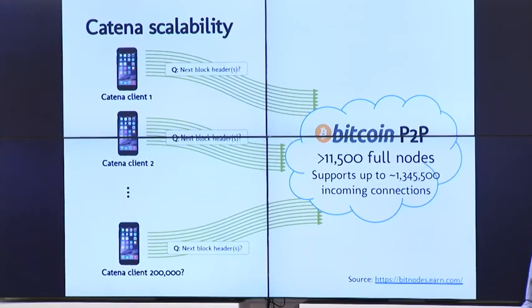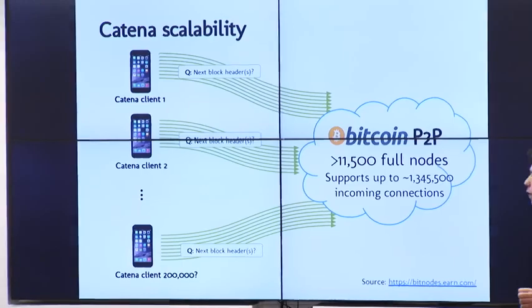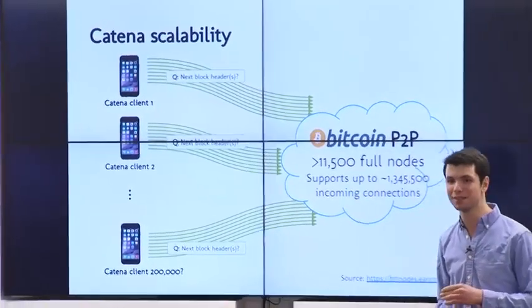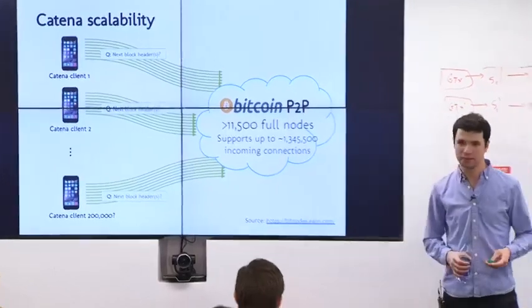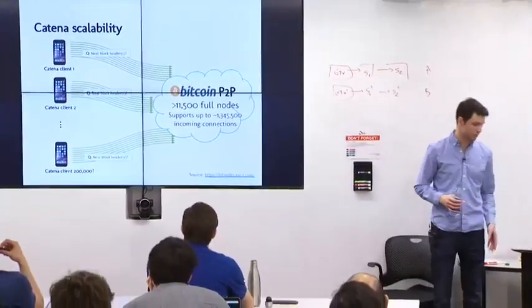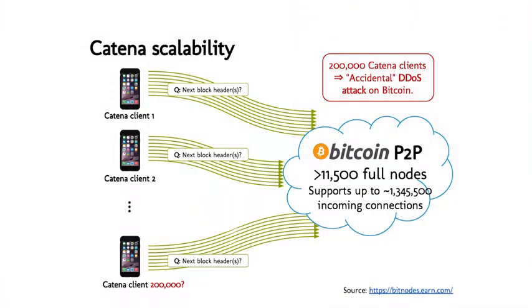So it's a bit of a problem if you deploy Catena and it becomes wildly popular. Being a bit optimistic here, but let's say that happened, right? So how can we fix this? How can we avoid this problem? Because in this case, what we would basically be doing is accidentally DDoSing Bitcoin, and we don't want to do that. Does everybody see that there's a problem here, first of all? Yeah.